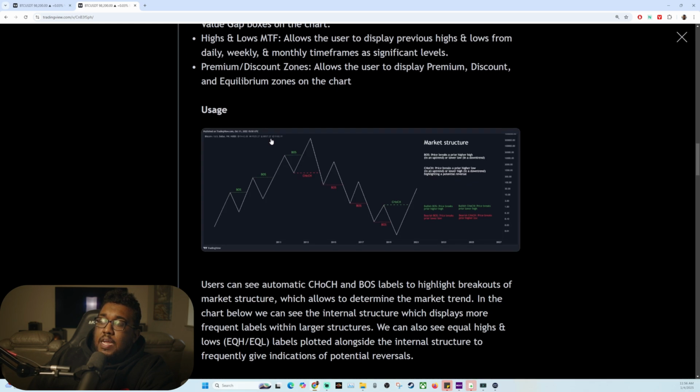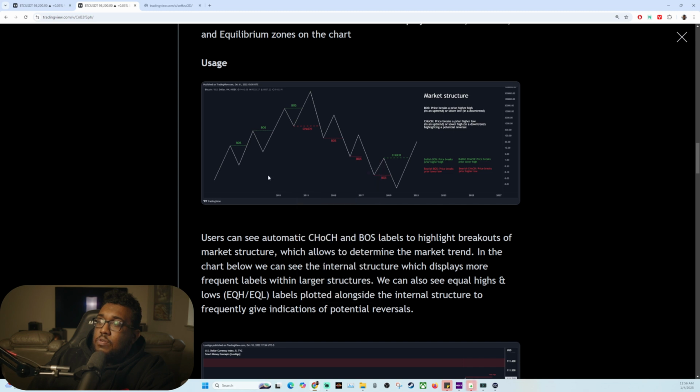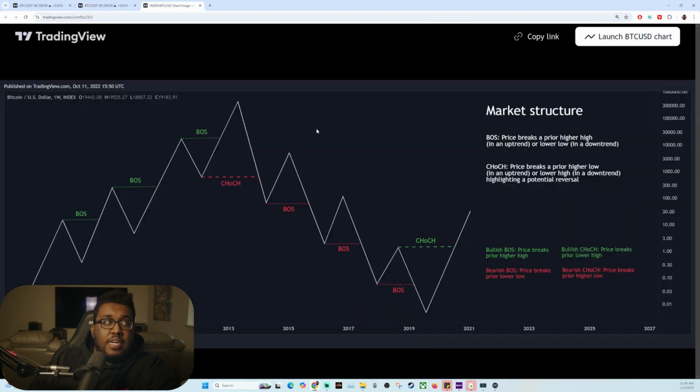However, in here we have this image, and I'm just going to open this up in a new tab. That way you guys can see what I'm talking about. You're going to see a break of structure, break of structure, break of structure, then some change of characters here. And this is all about market structure. So this goes beyond just smart money concepts, but this is something that you guys really do need to understand. And this is how this indicator by Lux Algo really makes you money and makes you money consistently.